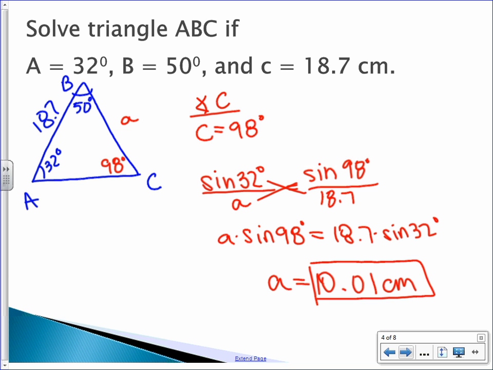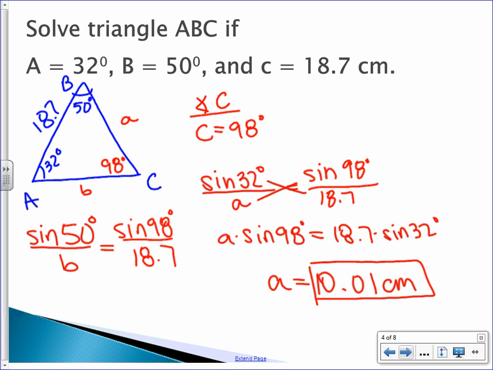Okay. Now, I'm not going to go through the calculation for finding B because I want to save some time and get to the ambiguous case. If we go to find B, let's just set it up. The sine of 50 degrees over B should equal... The more given information you can use, the more accurate your answer is going to be. So yes, we know angle A and side A, but I would rather you pick angle C and side C since that has more given information to use.